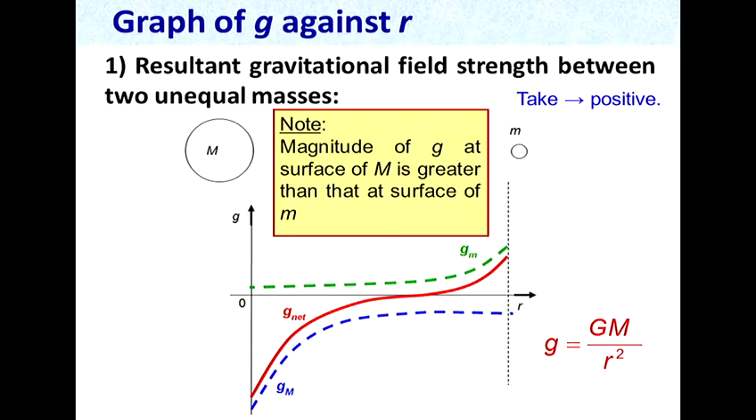Okay, so when sketching the graph of G versus r, you need to bear in mind that direction has to be taken into consideration in deciding whether the graph will be a positive graph or a negative graph. And you always take the right side, pointing to the right, to be positive.